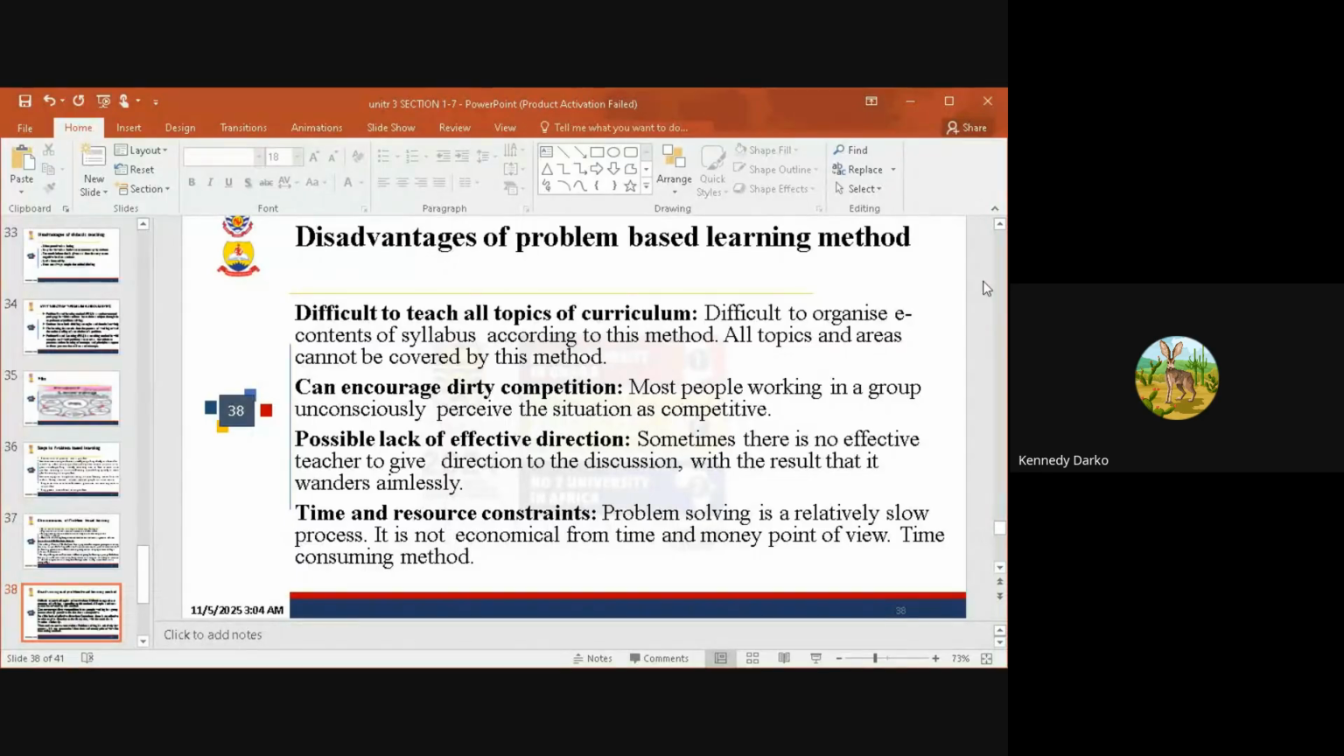However, with project-based, it can be used to treat everything in the curriculum. So that's how we give projects to the children to do. Then at the end of the term, we score them.